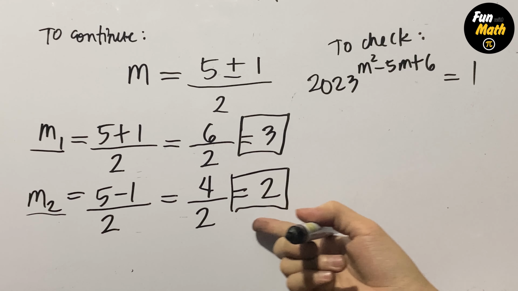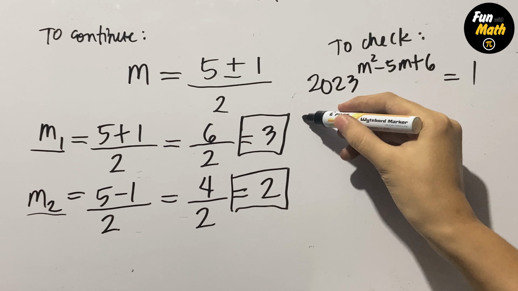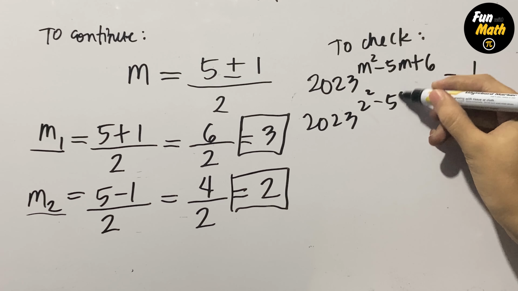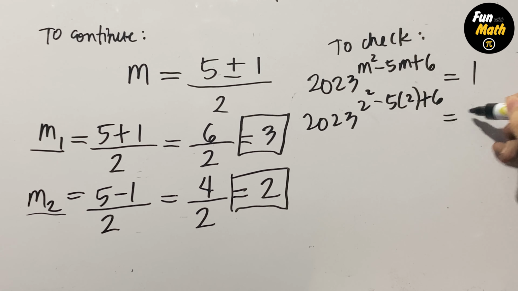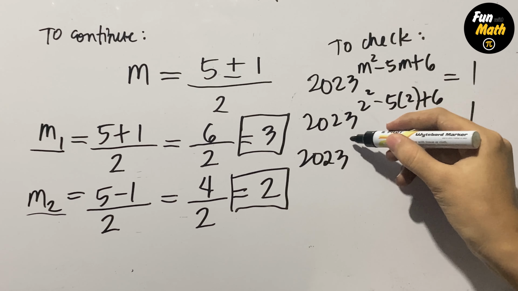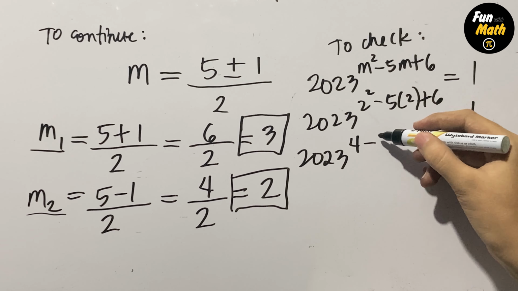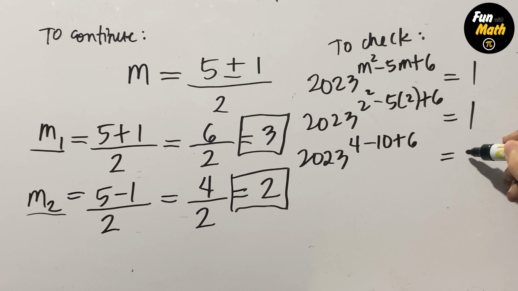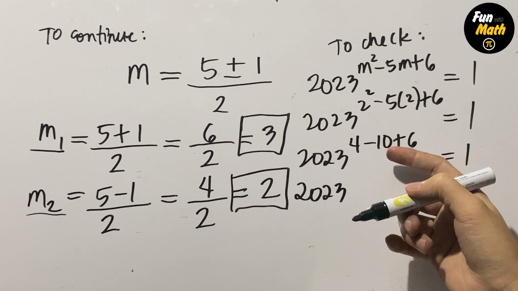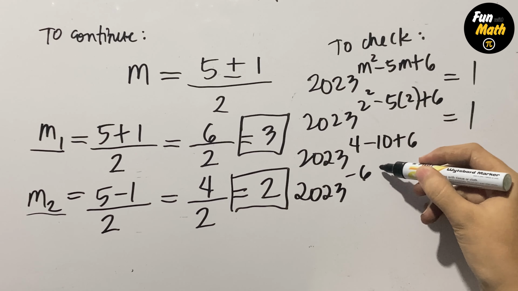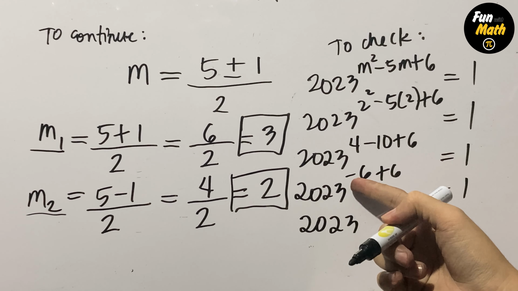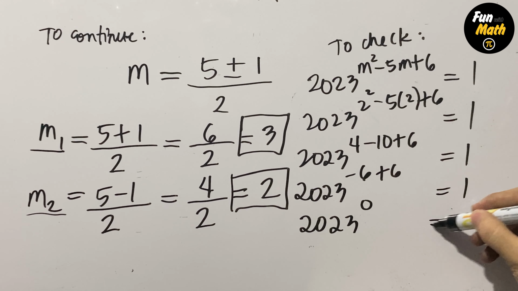And then let's check for the second m, which is 2. So that is 2023 to the power of 2 squared minus 5 times 2 plus 6 equals 1. And then 2023 to the power of 2 squared, that is 4, minus 5 times 2, that is 10, plus 6 equals 1. And then 2023 to the power of 4 minus 10, that is equal to negative 6, plus 6 equals 1. And then 2023 to the power of negative 6 plus 6, that is 0, equals 1.